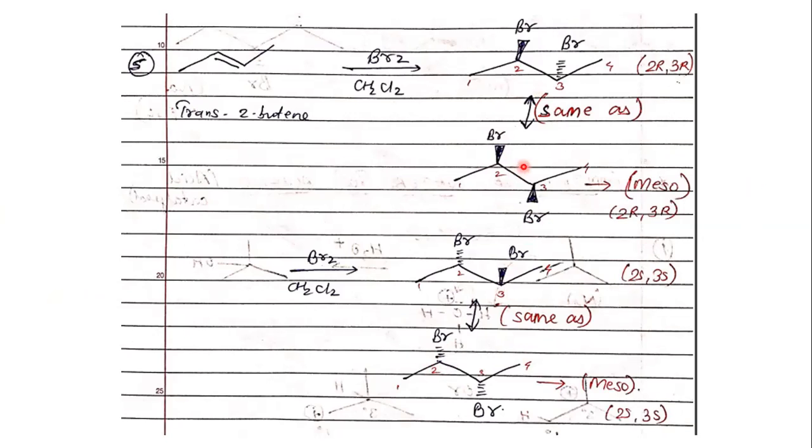First, make sure that the fourth priority is on the dash. If it is not on the dash, bring it on the dash. So all those you can do and try to find out. You will get these same configurations.